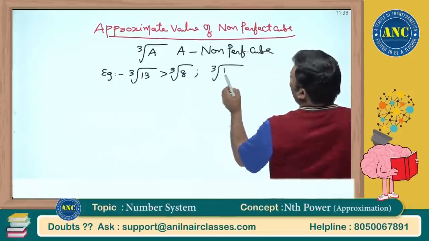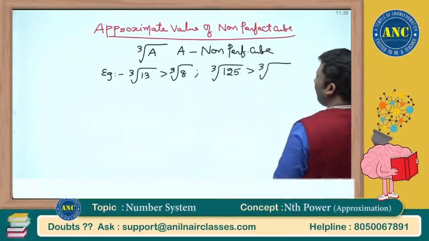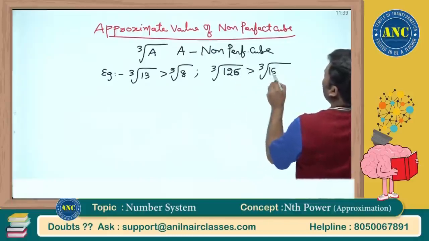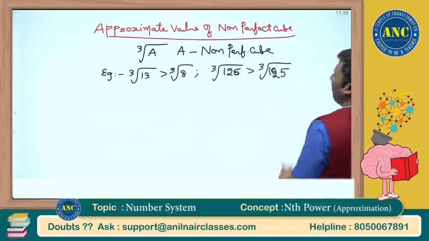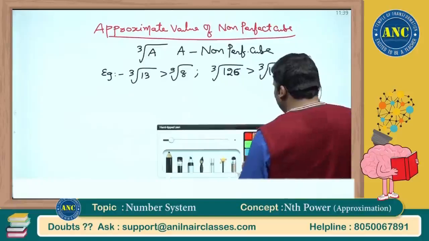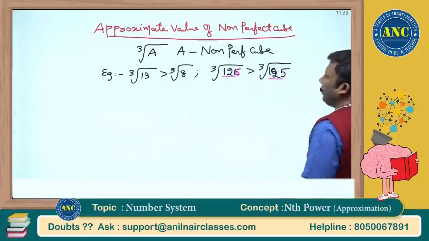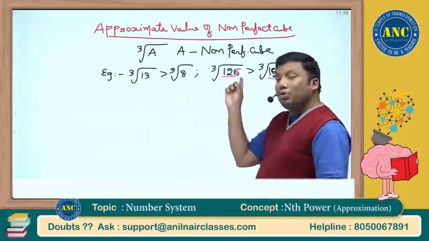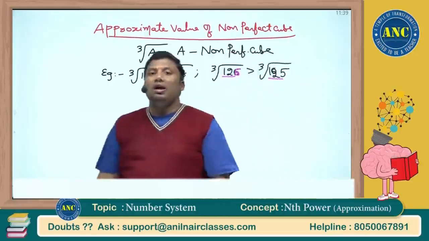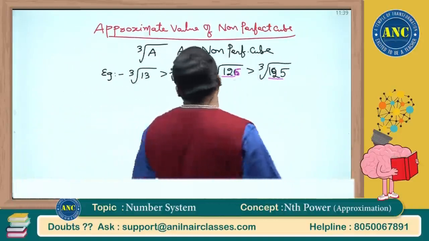Cube root of 125 is there. It is greater than cube root of 64. Now we will take 126, which is greater than 125. 125 is 5 cube. 126 proves a point: for any number, if the digital sum is 1, 8 or 9, then the number may or may not be a perfect cube.